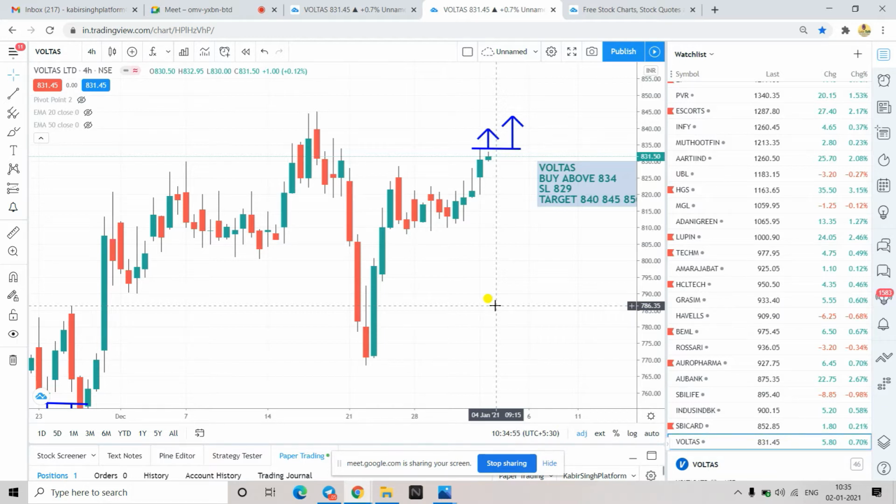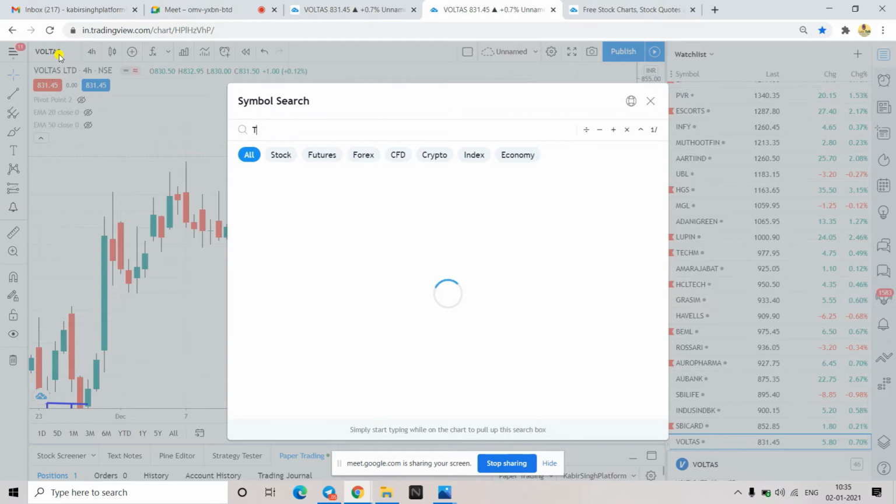So what I was telling is, any particular stock name where you guys want me to draw trend lines? Any stock of your choice? Tata Motors. All right, we'll draw in Tata Motors.